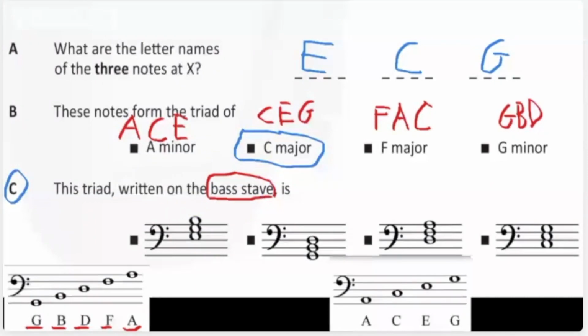Now we move to our 4 spaces underlined in blue: A, C, E and G. All cows eat grass. Now we are ready to answer our question referring to our table below with the names of the notes on the bass clef.